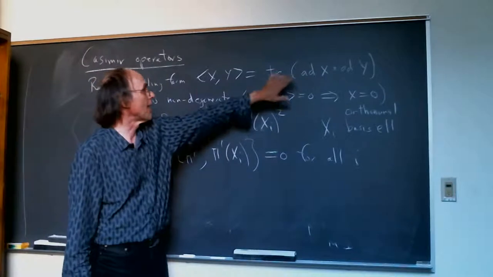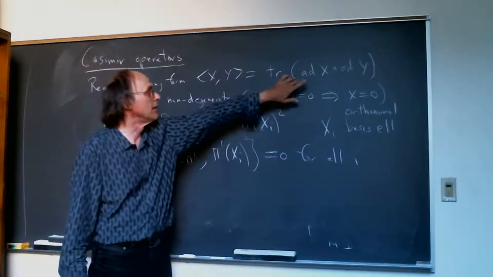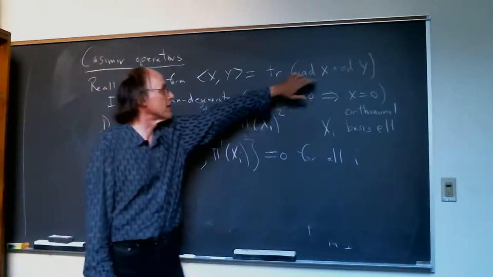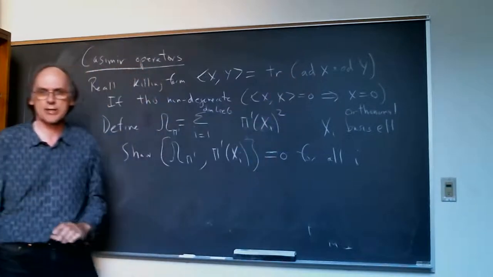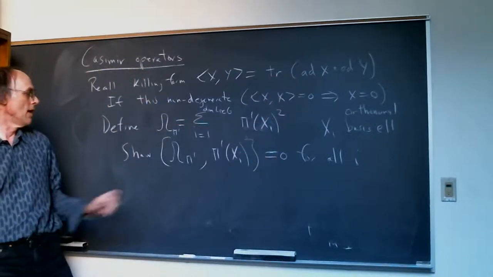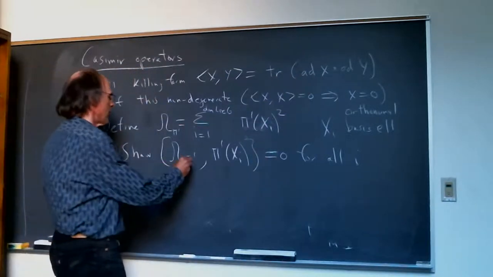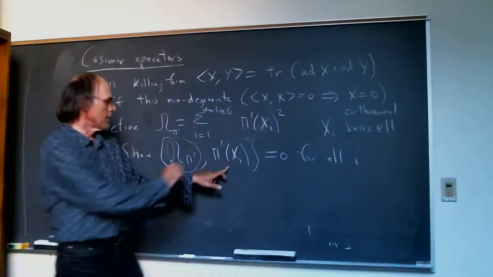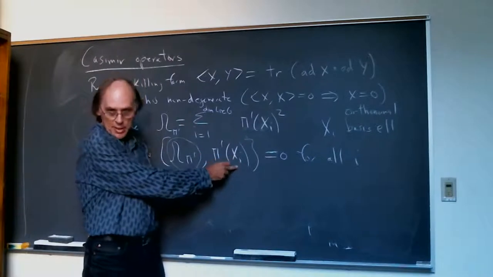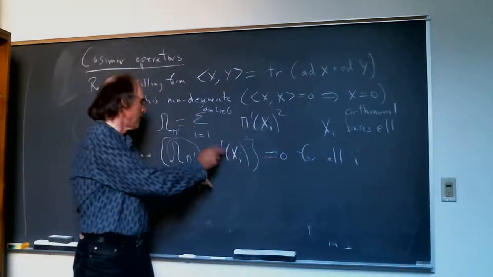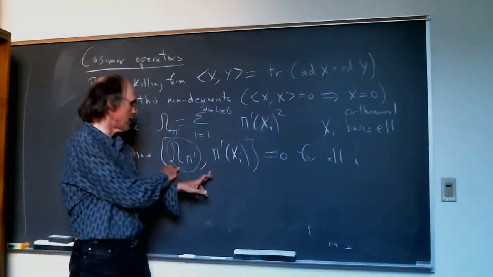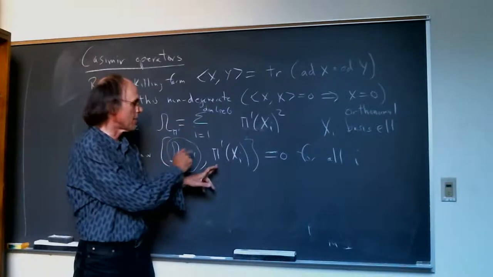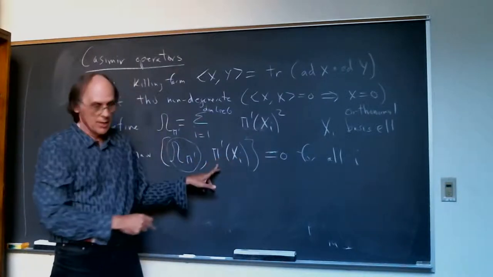So what you've actually shown, this is where you have to use this definition. You have to use the existence of this Killing form. The Killing form is defined this way and has nice invariance properties. And so what you show is that you constructed an operator which commutes with these, which are all the operators that tell you about the representation. You've constructed a new and very non-trivial operator, which it turns out commutes with all of them.